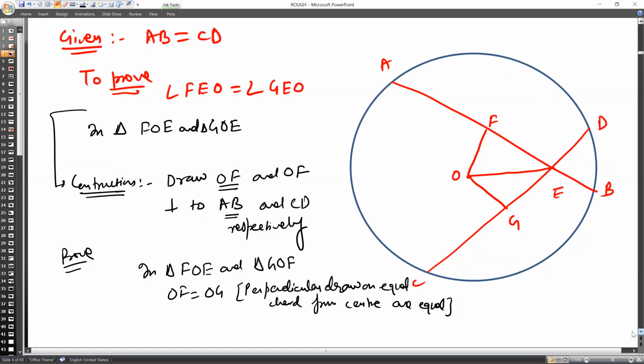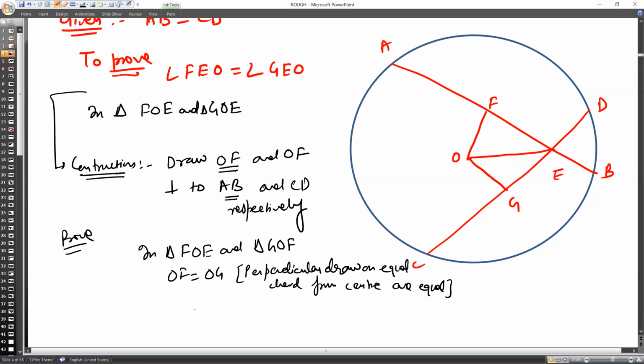Now second, what are you going to write? That OE is equal to OE, common, and this angle is 90 degrees. By construction we have drawn this as 90 degrees. So angle OFE is equal to angle EGO is equal to 90 degrees, by construction.